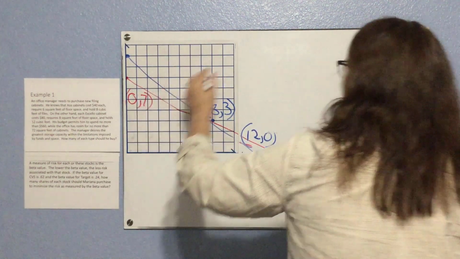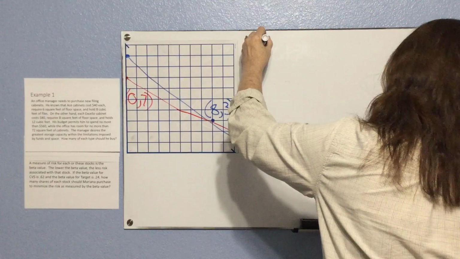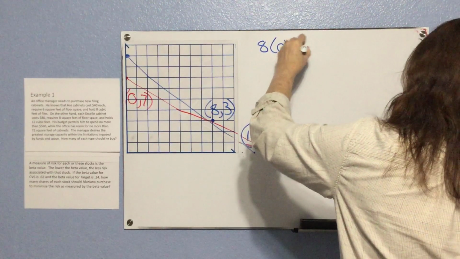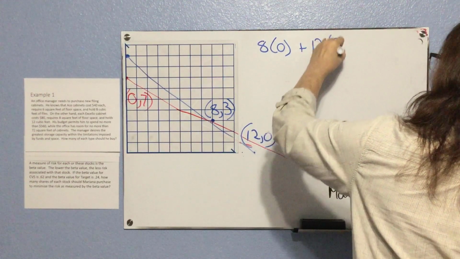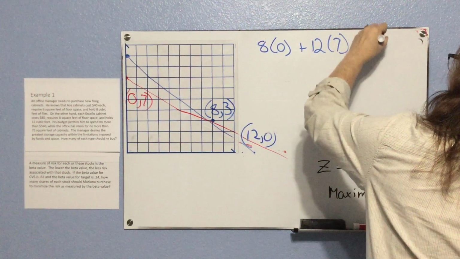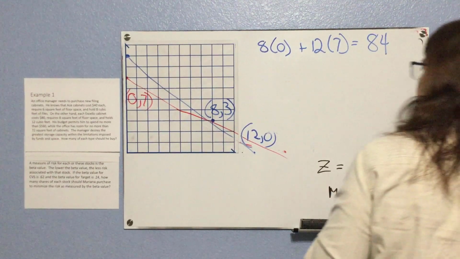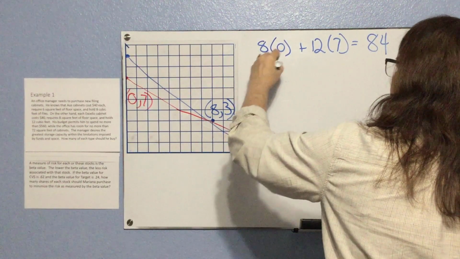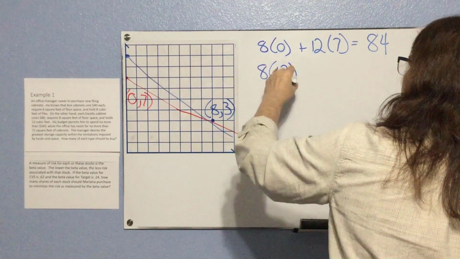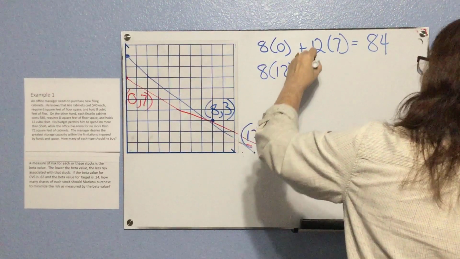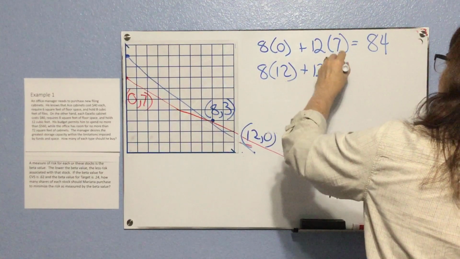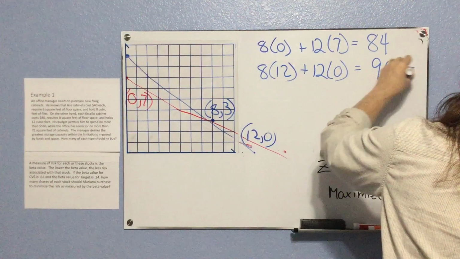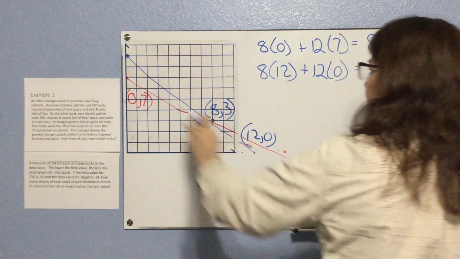So for this one, I'd have 8 times 0 plus 12 times 7, which is 84. And then for the 12, 0, I'd have 8 times 12 plus 12 times 0, which would give me 96. So this one's better of the two corner points.